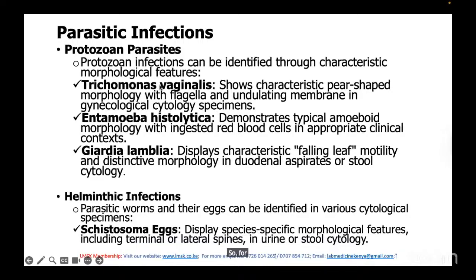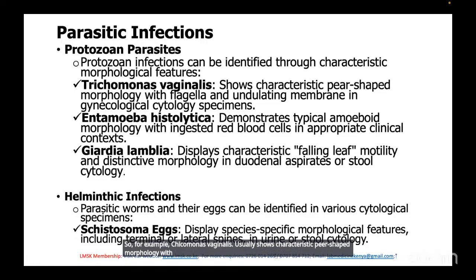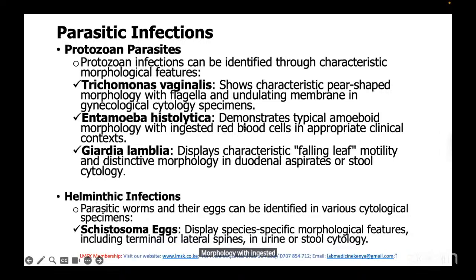So, for example, Trichomonas vaginalis usually shows characteristic pear-shaped morphology with flagella and undulating membrane in gynecological cytology specimens. We also have Entamoeba histolytica, which will demonstrate typical amoeboid morphology with ingested red blood cells in an appropriate clinical context. And we also have Giardia lamblia, which can also be demonstrated. For Giardia lamblia, you see a falling leaf motility and distinctive morphology in duodenal aspirates.